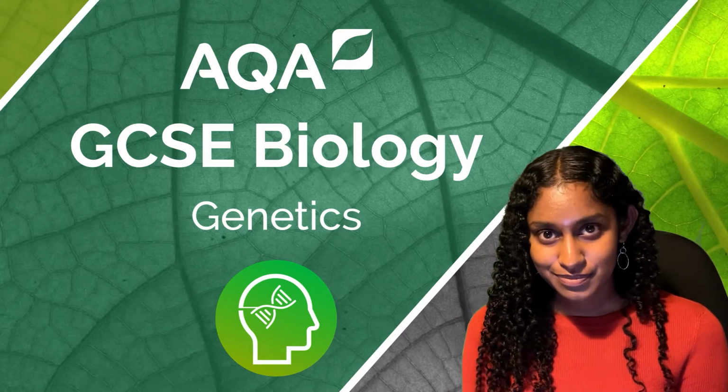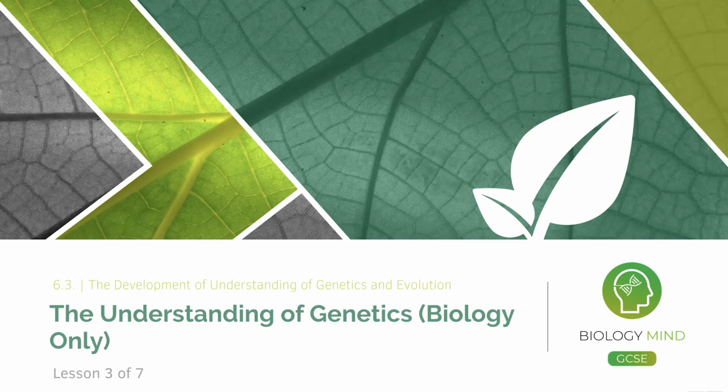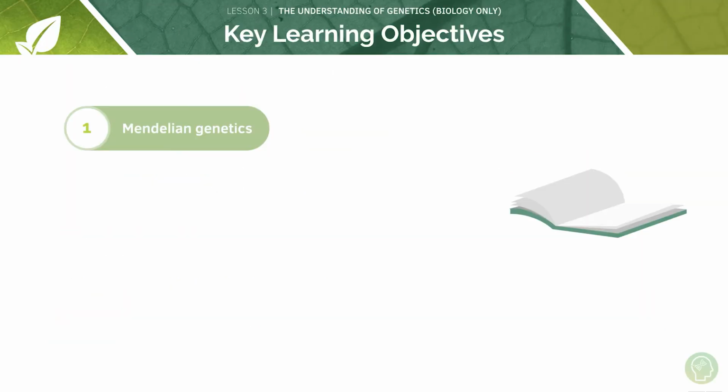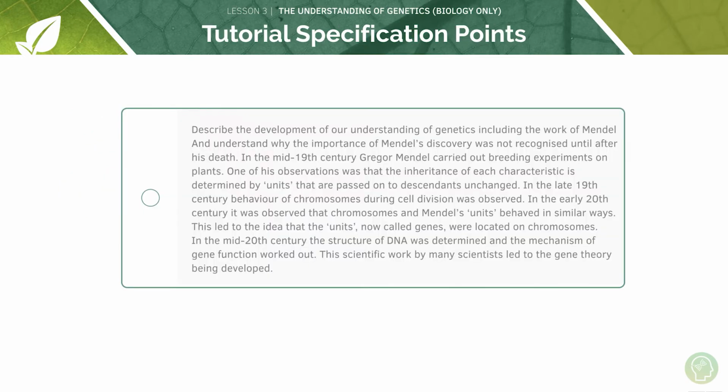So let's get started. Hello and welcome to this tutorial in which we'll have a look at how we came to understand genetics. So we're going to have a look at what the concept of Mendelian genetics is, and then we'll have a look at some monohybrid crosses which you've come across before in previous tutorials. So this is our specification point today. It's a pretty chunky point, but we're going to break it down in this tutorial.